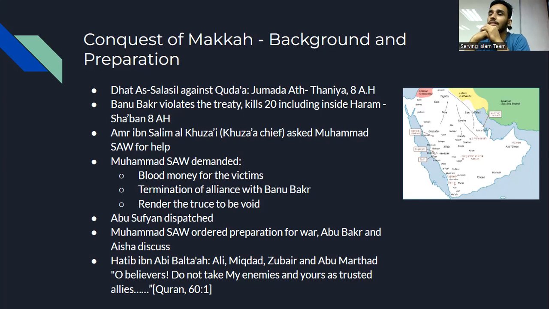The first battle that the Muslims fought against the Persians, in English, is called the Battle of the Chains, because the Persian army were chained together so that they could not escape. They were slaves, so they were chained together, and therefore that battle was called Dhat al-Salasil, or the Battle of the Chains. So this battle is not to be confused with that battle which happened during the reign of Abu Bakr. Okay? So this was a small expedition which was sent by Muhammad sallallahu alaihi wasallam.